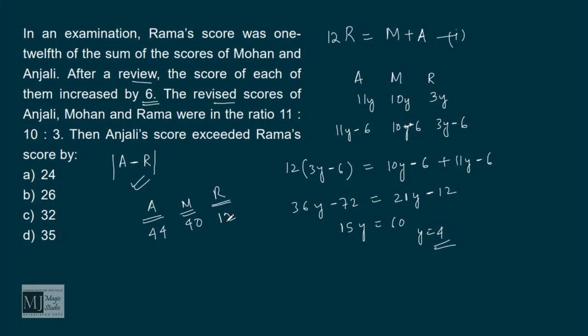This was after the increase. What would have been before the increase? But do we really require that? Because the increase is the same, we can also find the answer here itself. What is the difference between Anjali's score and Rama's score? 44 minus 12, that is 32. Option C fits in.